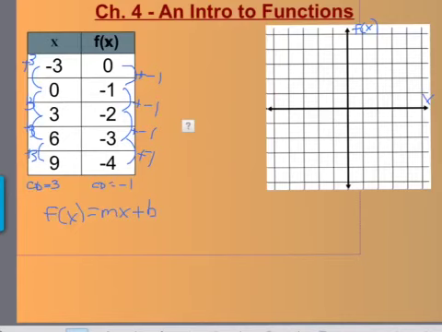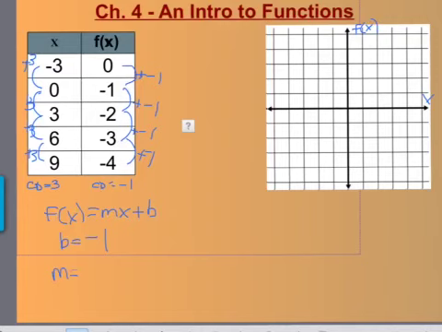So first, let's find b. Well, in this case, luckily, by looking at the graph, wherever x is 0, y, or f of x, is the b value. So the y-intercept, and we'll see this when we graph too, is -1.